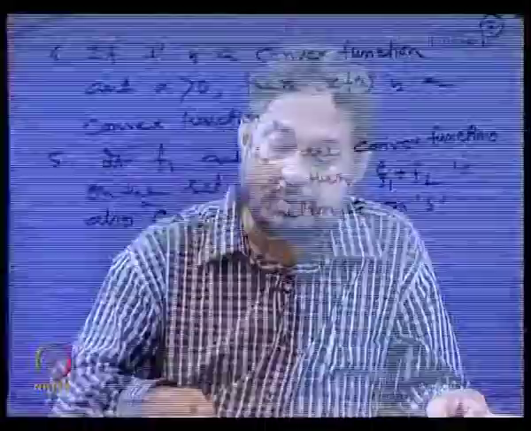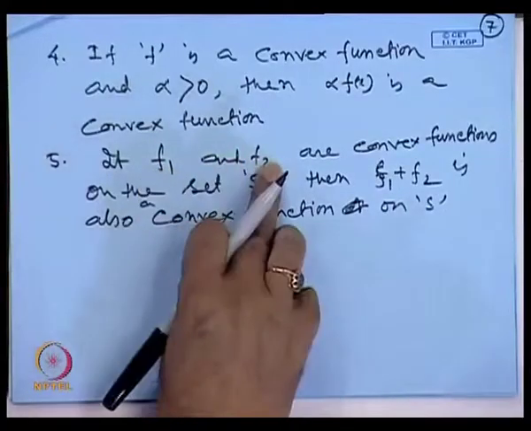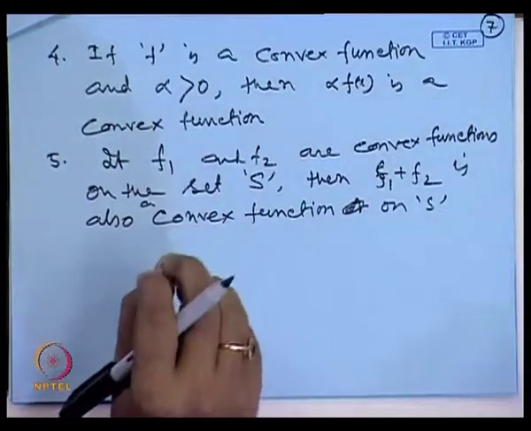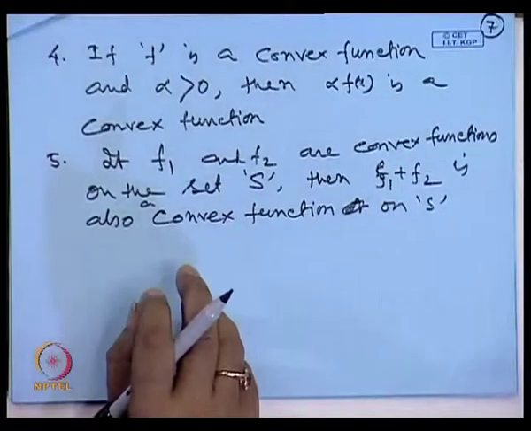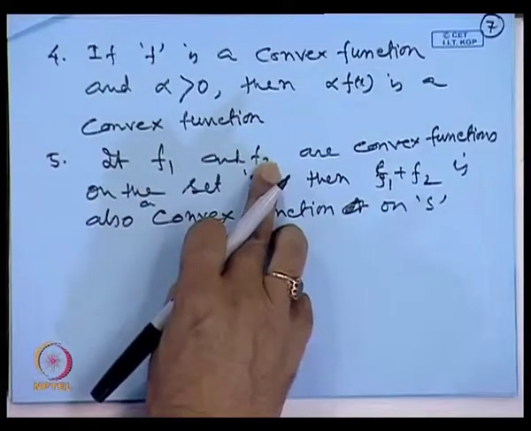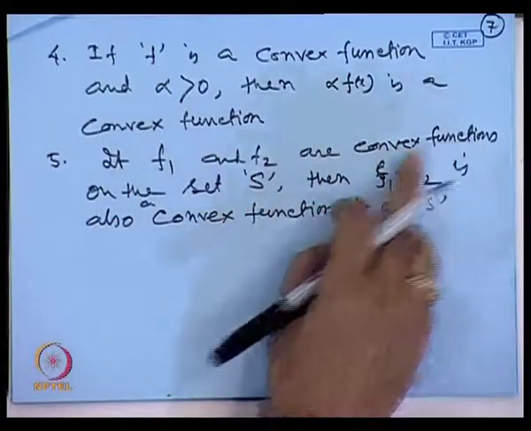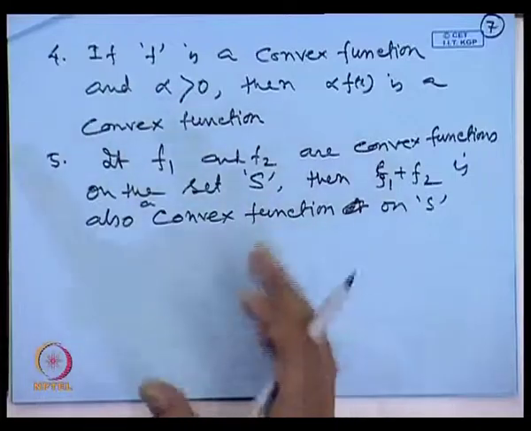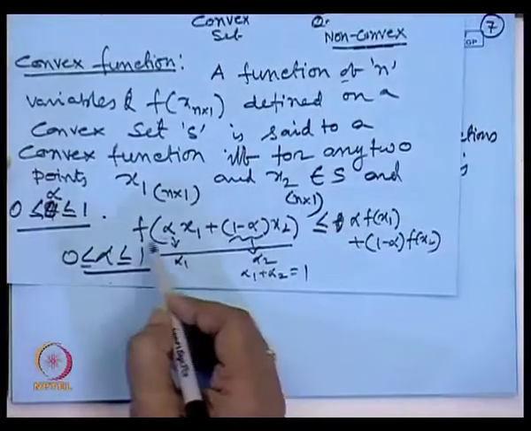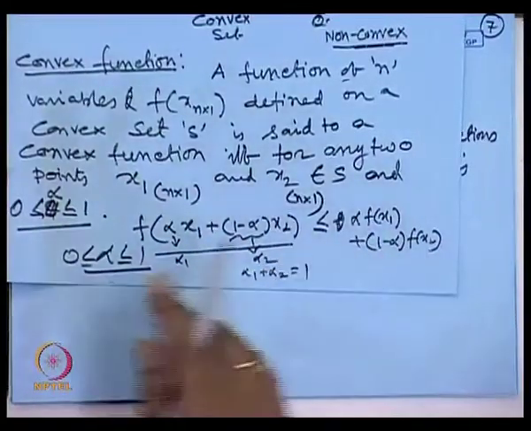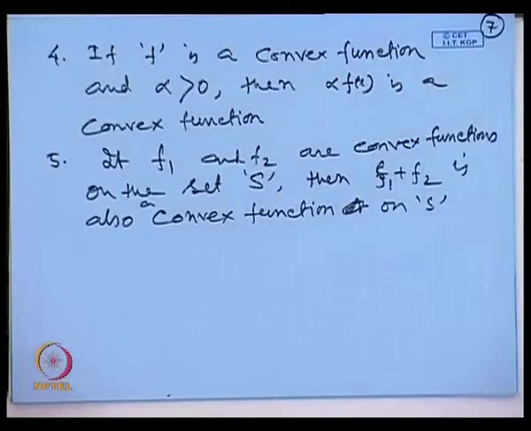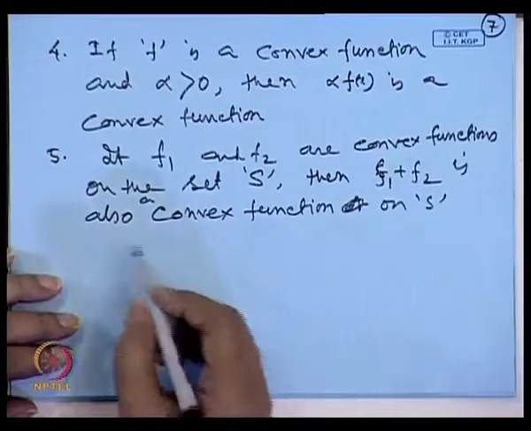Now, you write it because f1 and f2 are two convex functions on that set. So, you take any two points on that set and write what is the condition for f1 to be a convex function, and what is the condition for f2 to be a convex function. Then add these two things, and see whether the resultant can be expressed in this form. If you can express it in this form, then it is a convex function, which can be easily proved.